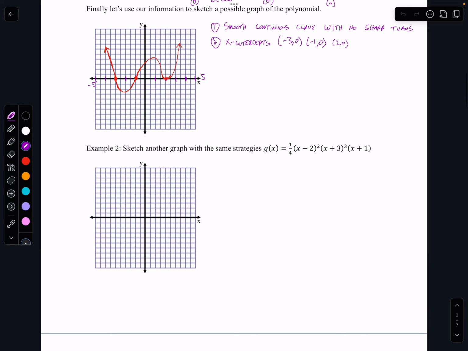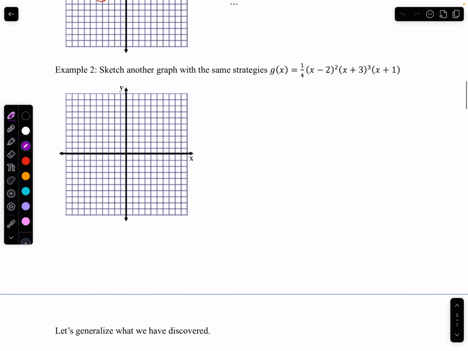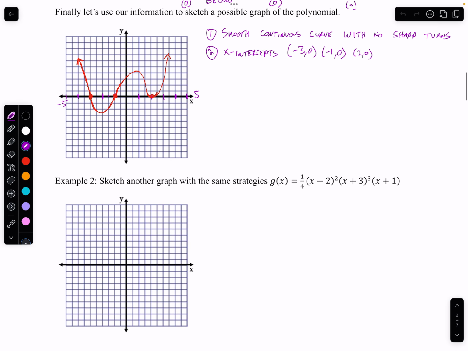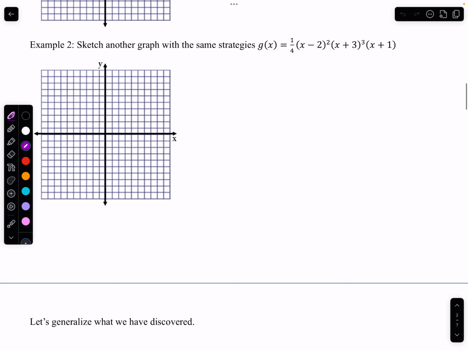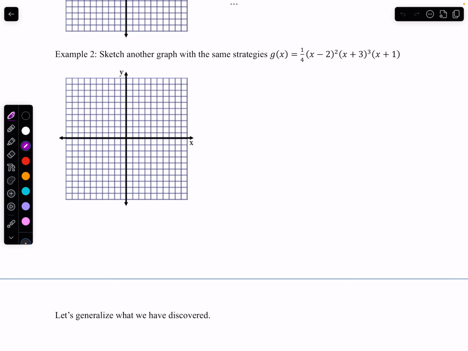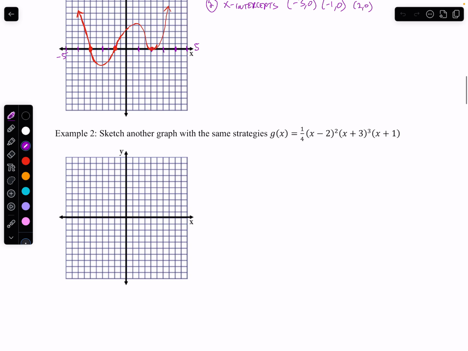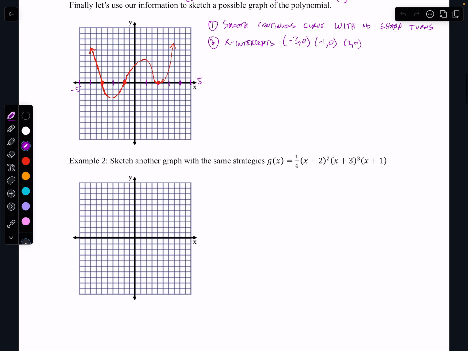Okay, so we're going to look at example 2 now. Sorry I ran out of time for the last video, so we're going to pick up where we left off. We're going to use those same strategies to sketch this graph here.